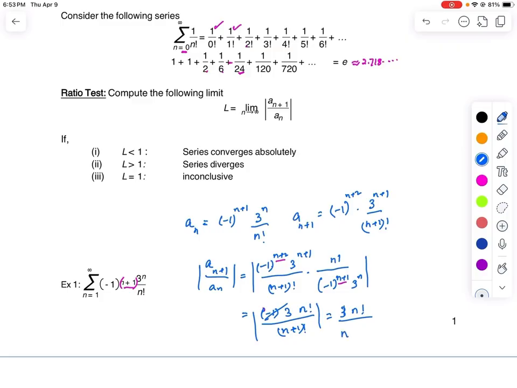Now n plus 1 factorial is bigger than n factorial, so I will break it into n plus 1 times n factorial. N factorial cancels out. We are left with 3 over n plus 1. Now we take the limit. So this goes to 0 as n goes to infinity. Now 0 is a number which is less than 1, so the series converges absolutely.